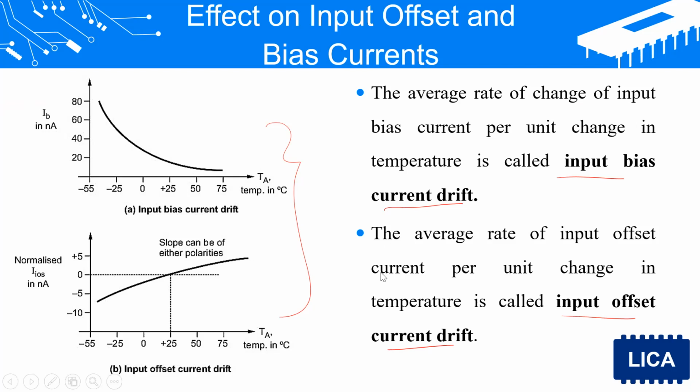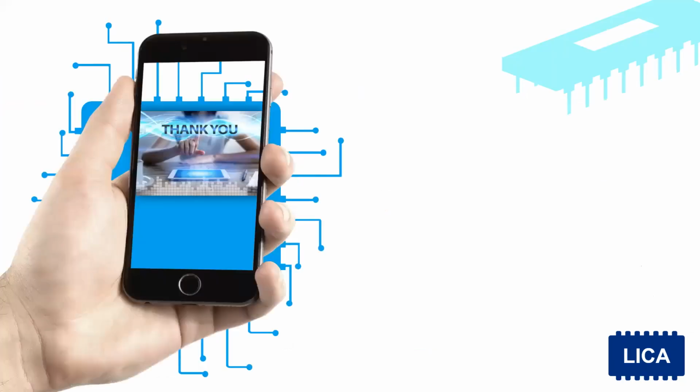So in this video, we discussed input bias current, input offset current, input offset voltage, and thermal drift. In the next video, we will be discussing the AC characteristics of an op-amp.